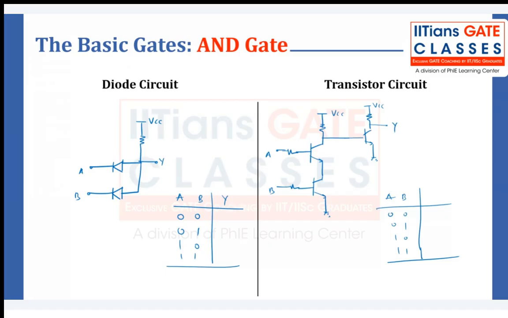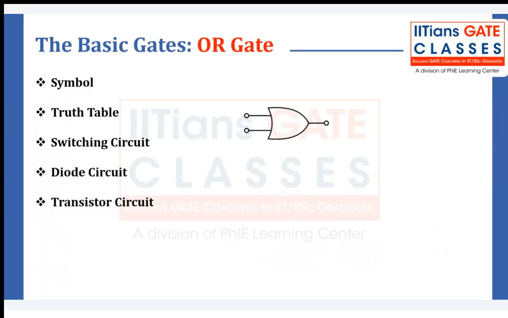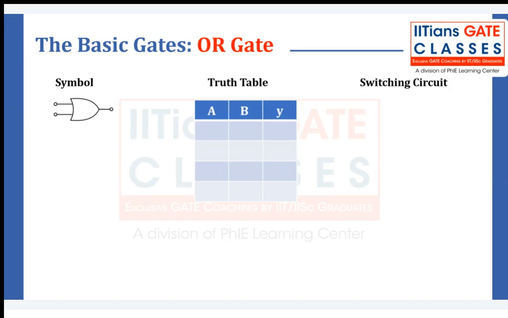Then we'll see the OR gate again, symbol and truth table, and then we'll see the NAND gate, NOR gate, XOR gate. We'll solve some questions and then we'll wrap up our session for today. So let's go for the symbol and truth table for your OR gate. OR gate: A, B, and output is Y. Y is equal to A plus B. Can I call this plus?